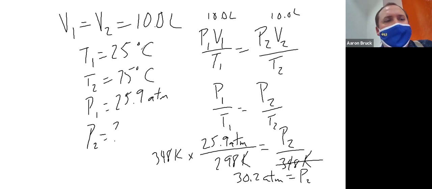So to answer the question, did the canister rupture? No. 30.2 is well below 36 atmospheres. So it's fine. And you kind of would hope that would be the case. Most gas tanks need to be able to withstand higher temperatures in the event of a fire or an accident, or something else going on. You don't want them to start breaking open as soon as the temperature goes up just a little bit.